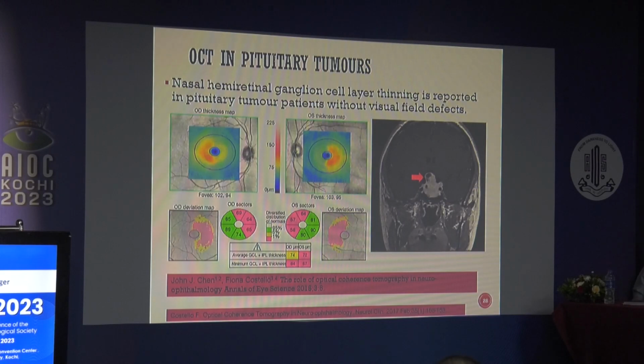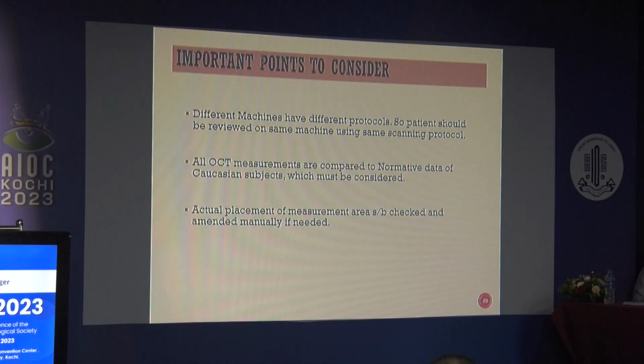So this is one another important thing to see if there is any pituitary tumor patient coming to you. Perimetry definitely we have to do, but sometimes the OCT shows the defect before the perimetry defects. So this is an important tool in such patients.